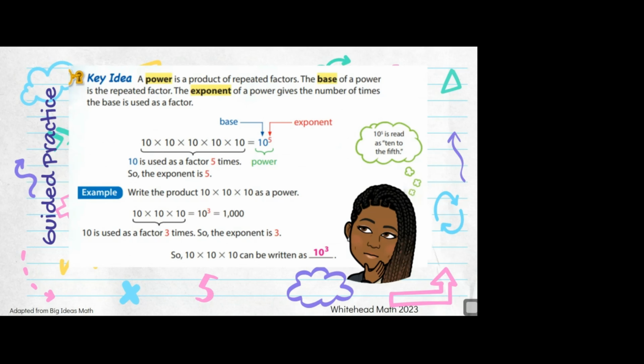So let's look at this example. We have how many 10s here? 1, 2, 3. So my exponent is 3, and 10 is the number that's being multiplied by itself. So 10 is the base number. Its value is 1,000. So 10 is used as a factor 3 times, and the exponent is 3. So 10 times 10 times 10 can be written as 10 to the third power. And that is the power, both of those numbers together. Let's continue.